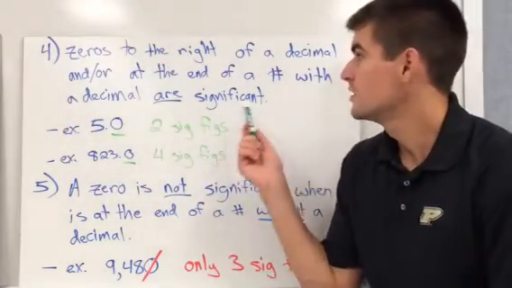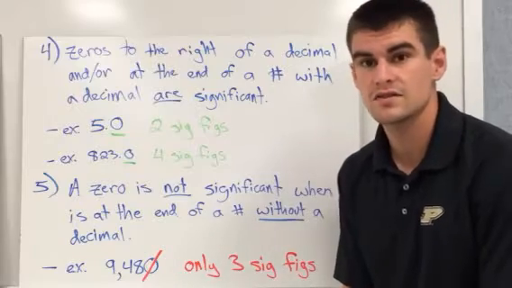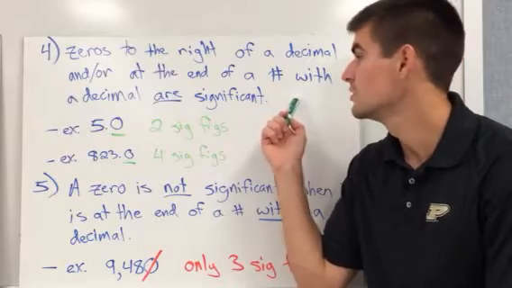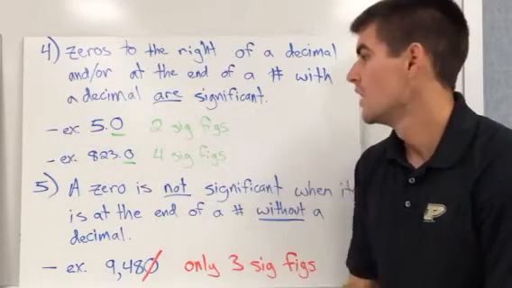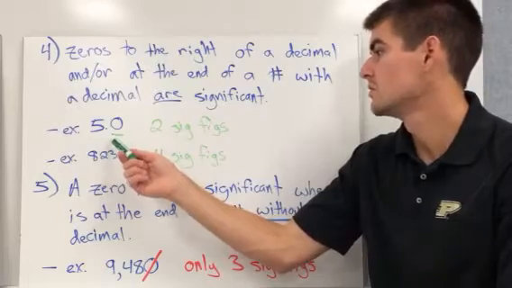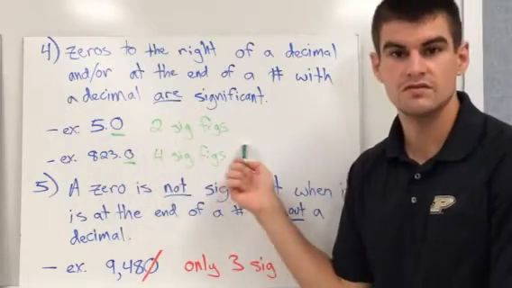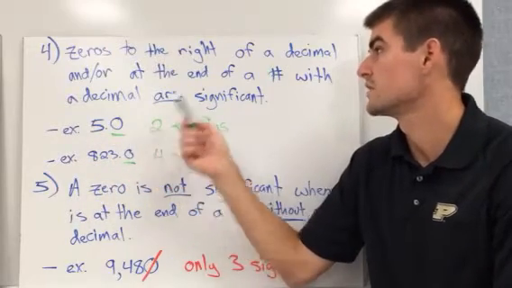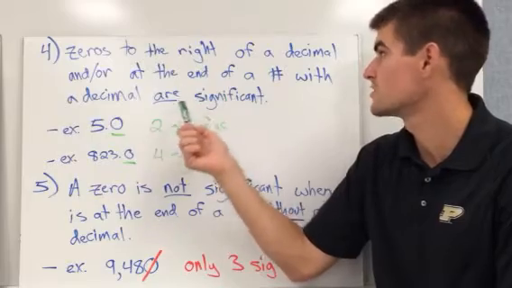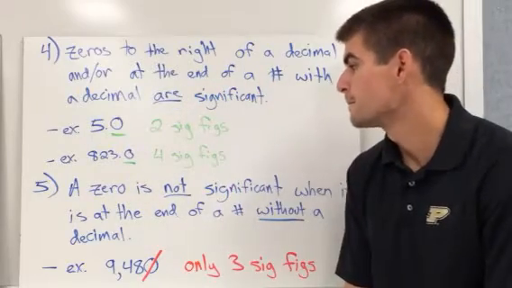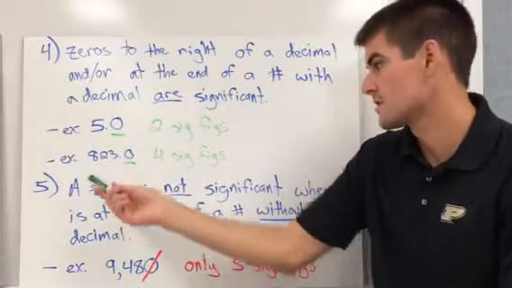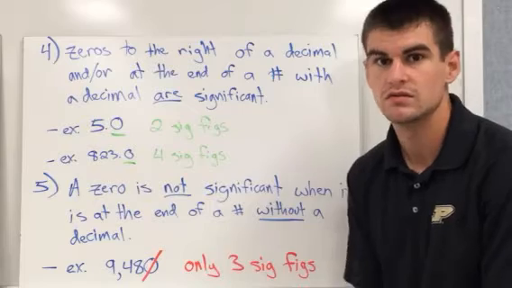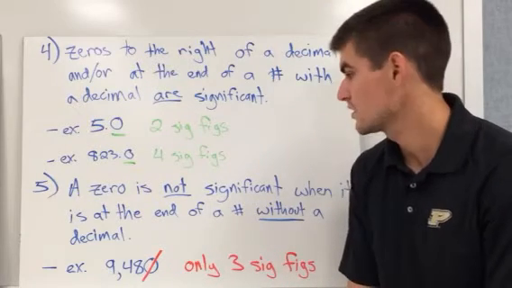Our fourth rule: zeros to the right of a decimal, at the end of a number with a decimal, are significant. So for example, 5.0, there's a decimal there. That's 2 sig figs: the non-zero is of course significant, and then the 0, because it's at the end of a number with a decimal, to the right, makes that significant. Same thing in our next example, that 0 at the end. All numbers there are significant.